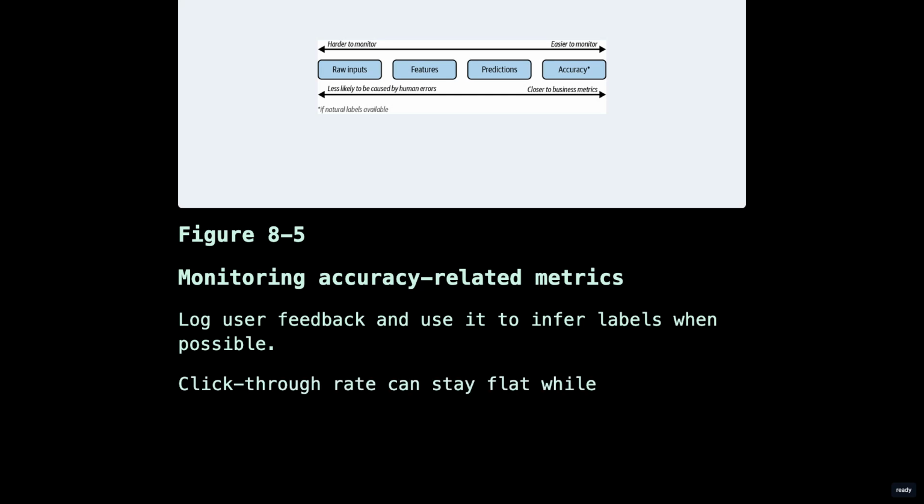A single metric can miss an important failure mode. In a recommender, people may still click the item, but if they stop watching it or finish it less often, the recommendation quality is probably getting worse even though the click rate looks stable.